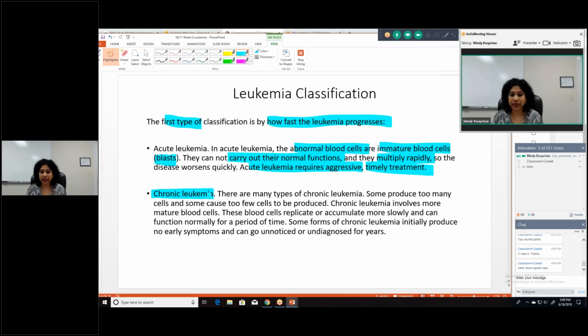Chronic leukemia, there's many types. Some produce too many cells, some cause too few cells to be produced. So two things are happening, too many or too few. Chronic leukemia involves more of the mature blood cells. Acute involves the blasts, which we know are immature. These are the mature, chronic. So these blood cells are going to replicate or accumulate slowly, and they function normally over a period of time. Some forms of chronic leukemia initially produce no symptoms, and they can go unnoticed for years before they're diagnosed. Not acute, it's happening right now. Okay, just think of what the words mean.